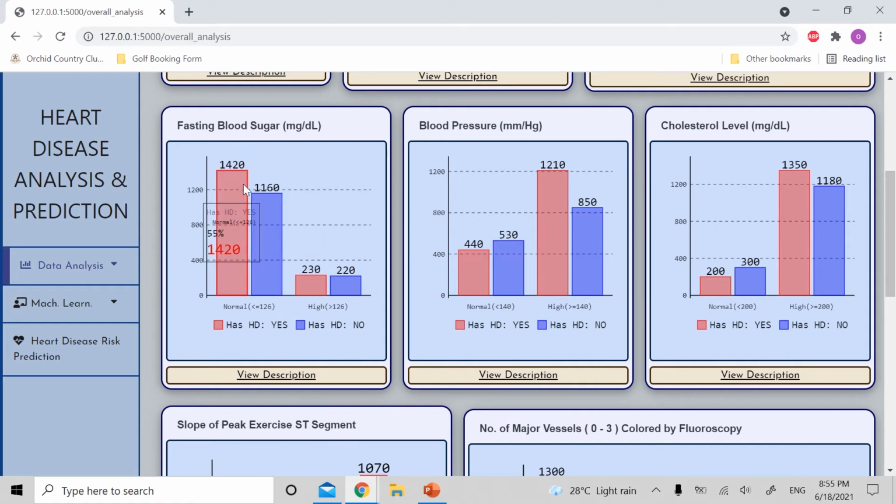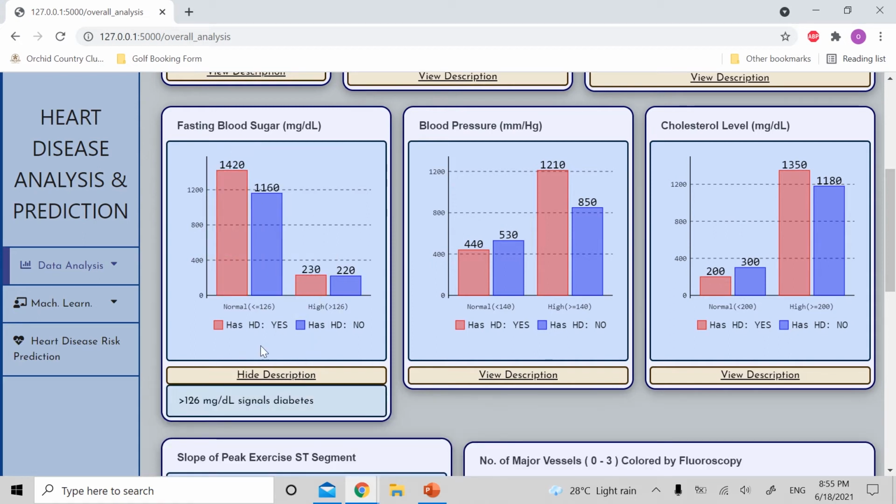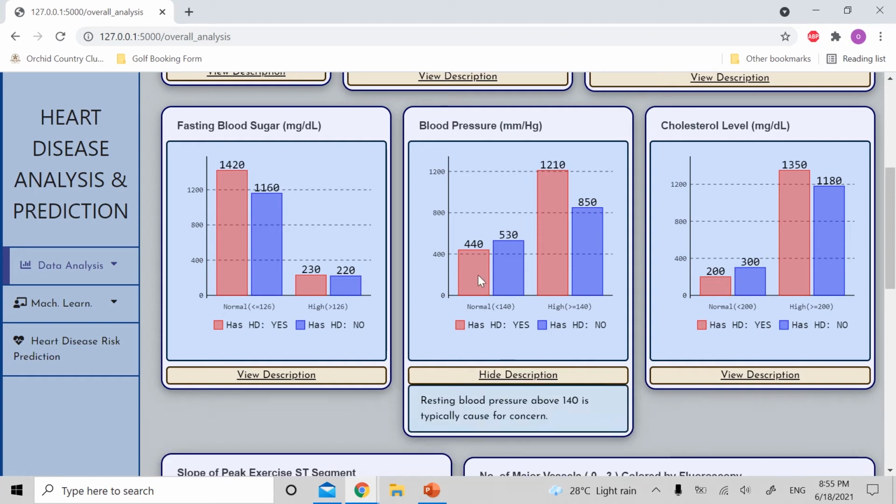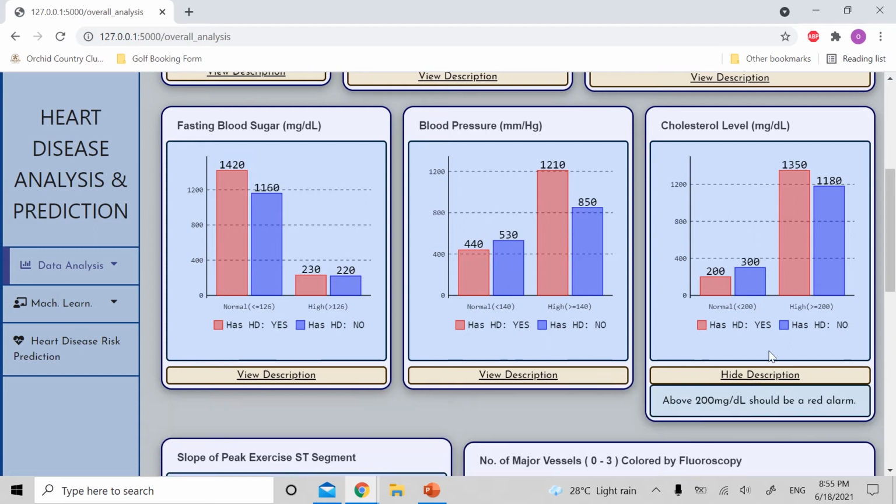For fasting blood sugar, the description shows that above 126 signals diabetes. As we can see, for both normal and high fasting blood sugar, there is still hidden potential for heart disease. For blood pressure, it is the same thing: for both normal and high levels, there is still potential for heart disease. For cholesterol, it is still the same. Both normal and high levels still have hidden potential toward heart disease.